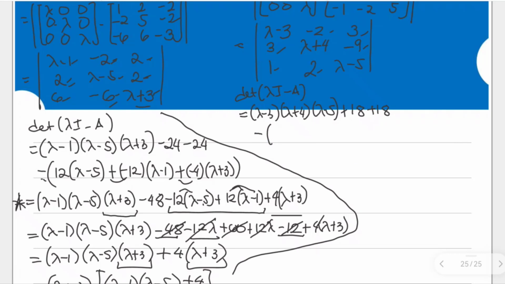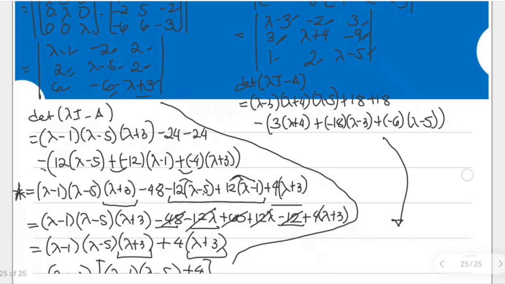3 times 1, so you have 3 of lambda plus 4. Plus, negative 9 times 2 is negative 18, so negative 18 of this entry, lambda minus 3. Next, lambda minus 5 will be multiplied with this, so you have plus negative 6 of lambda minus 5. So, we will have this form here.